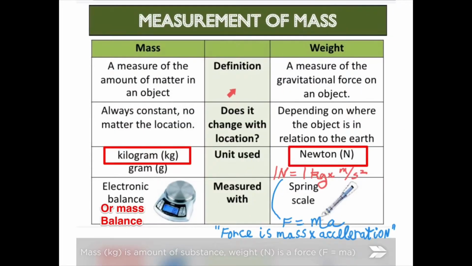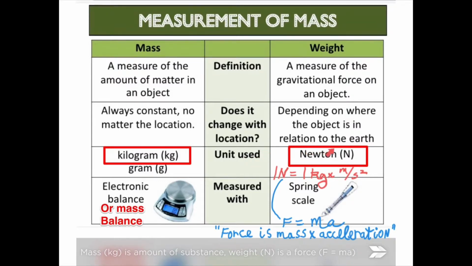Here is what we have. Definition. Mass: a measure of the amount of matter in an object. Does it change with location? No. The unit is the kilogram, measured with a mass balance. Weight is a measure of the gravitational force on an object. Does it change with location? Yes, it does.